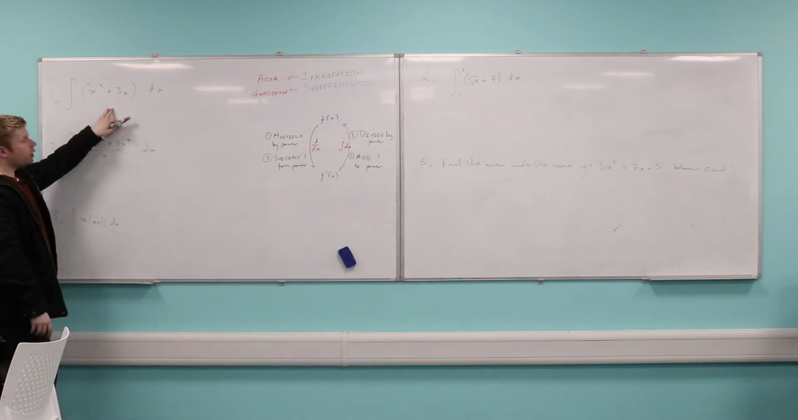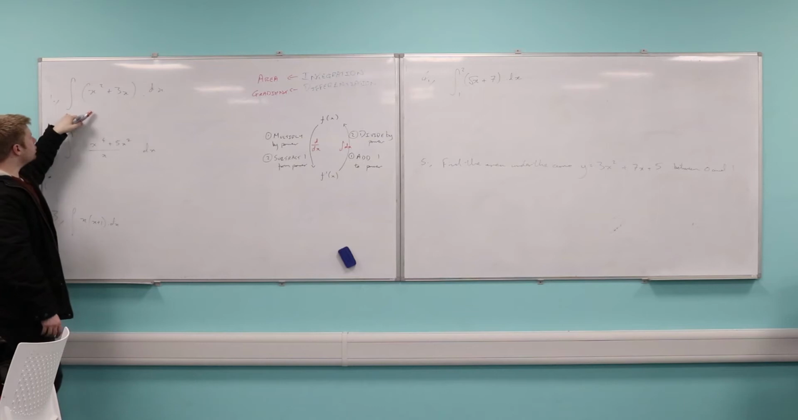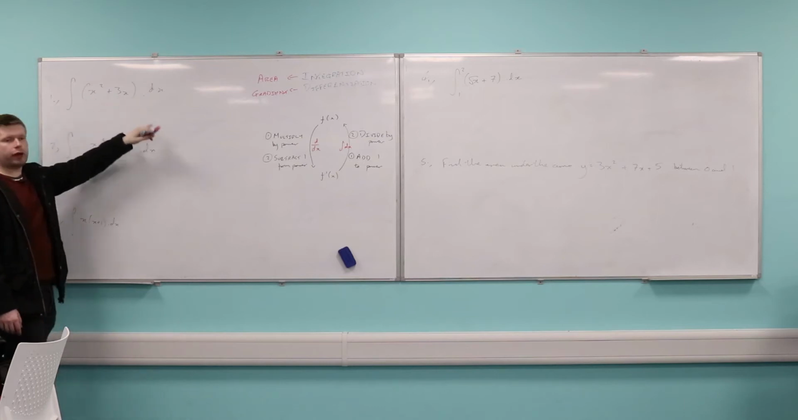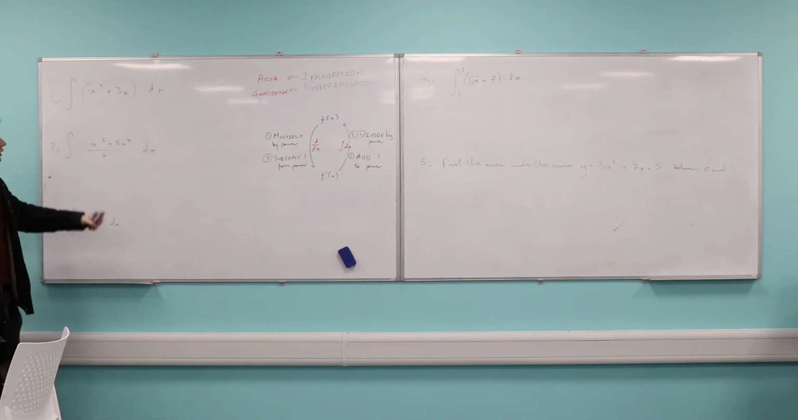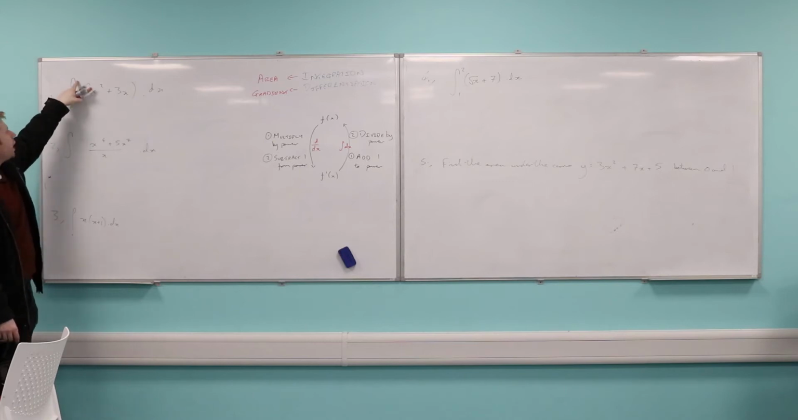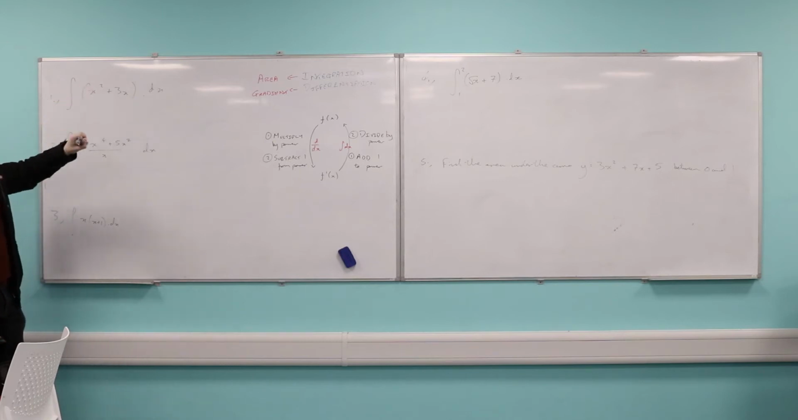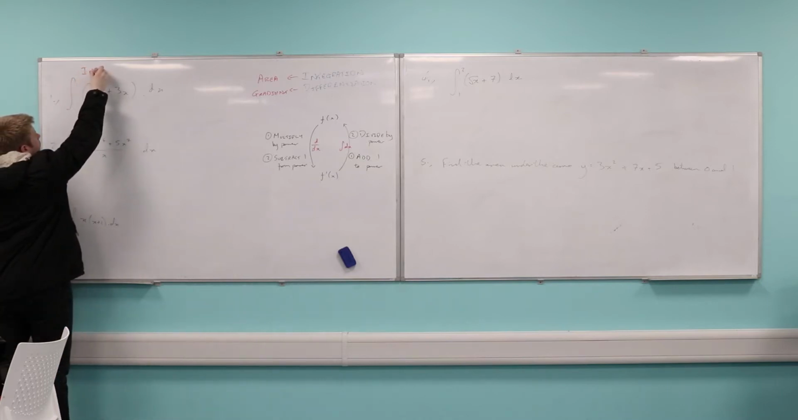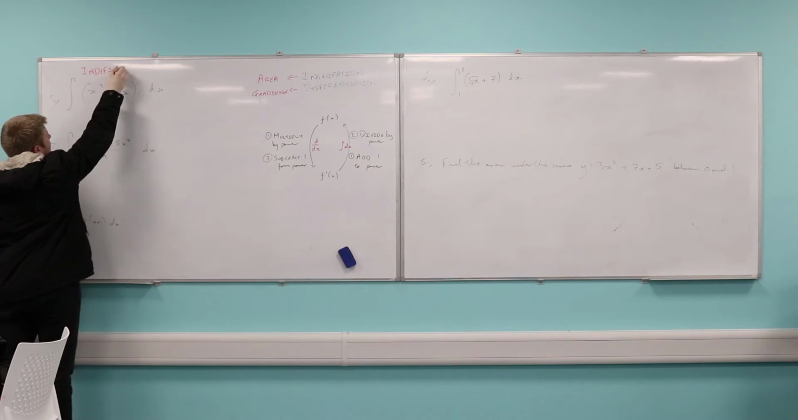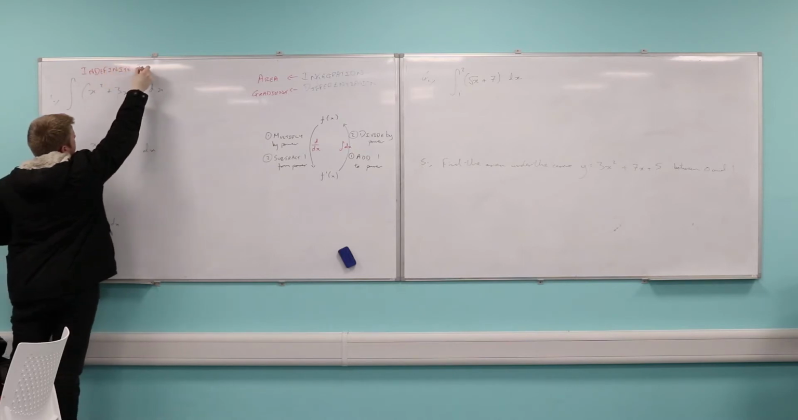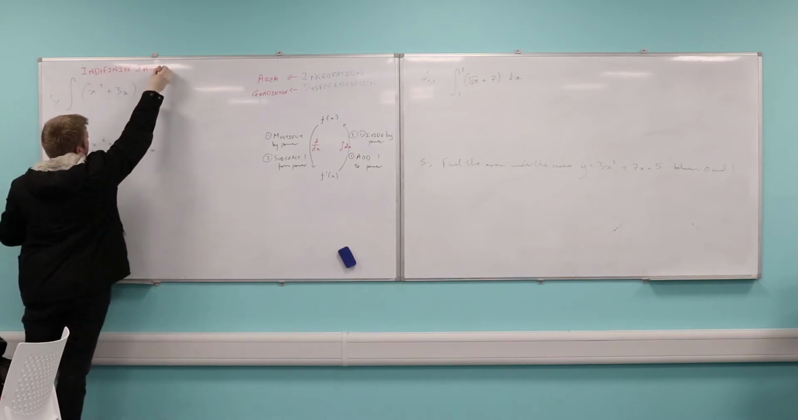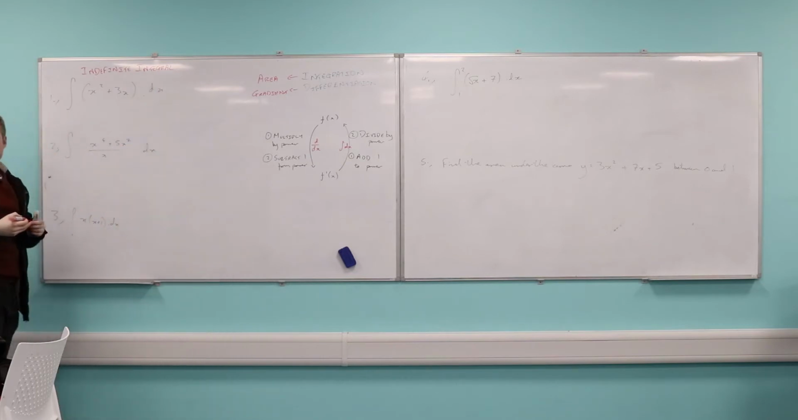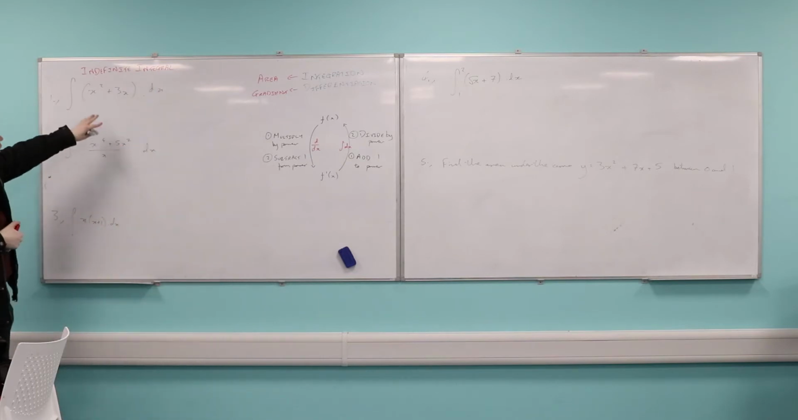Right, so let's have a go at this one then. We have the integral of x squared plus 3x with respect to x. Because there are no limits here, no values that we're going to stick in, what type of integral do we call this? Perfect. We call it an indefinite integral. But the process is still exactly the same. So let's have a look.